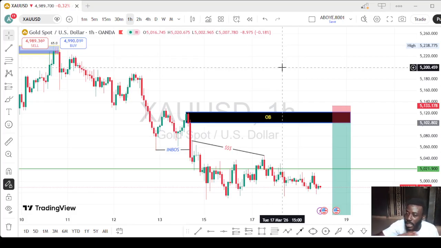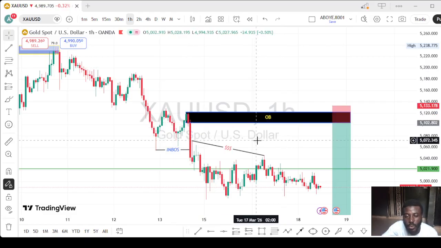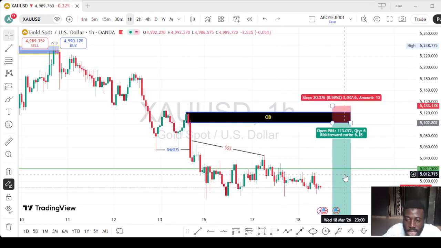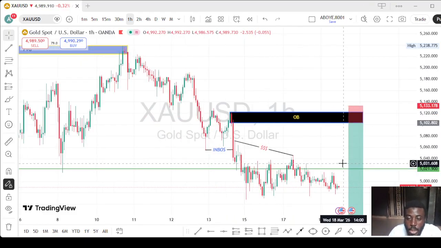You already know we do not predict the market. We react to what the market gives us. This is what the market gave us, and let's just stick to it. But if the market changes direction, definitely we must find an opportunity to change direction also.